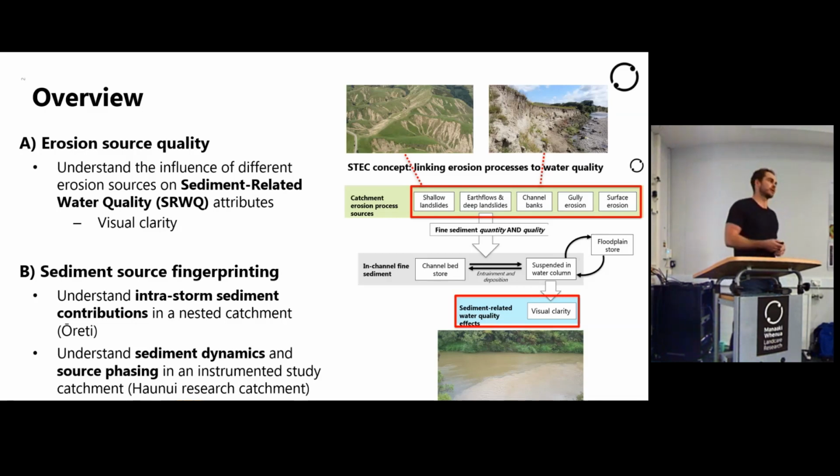And these two components get to some of the core concepts of STEC, particularly linking erosion processes to water quality, understanding how different types of erosion processes, different material, impact our in-stream visual clarity.